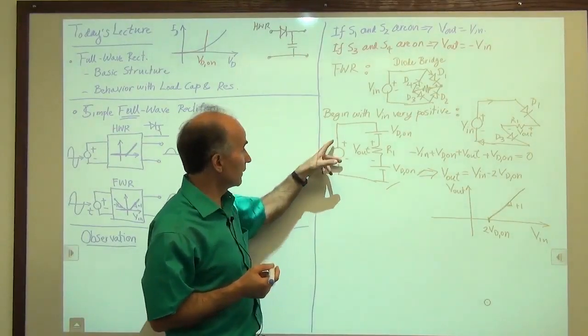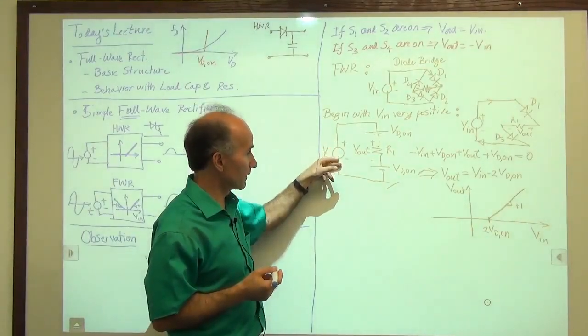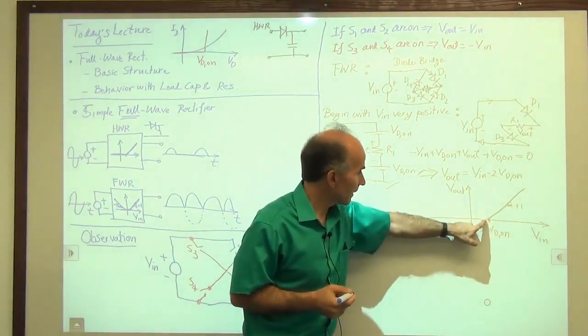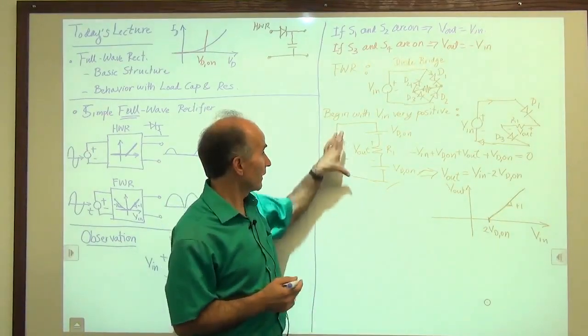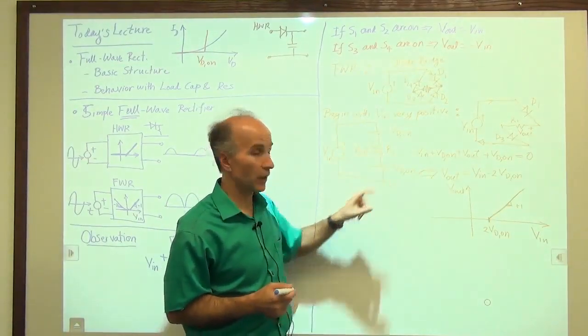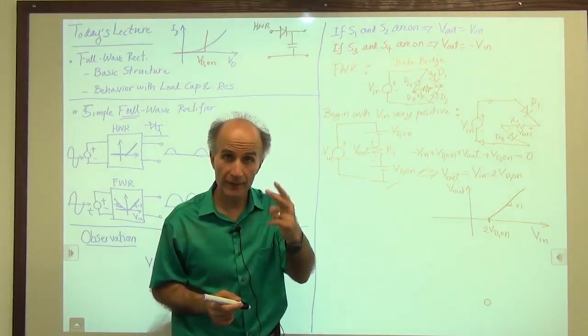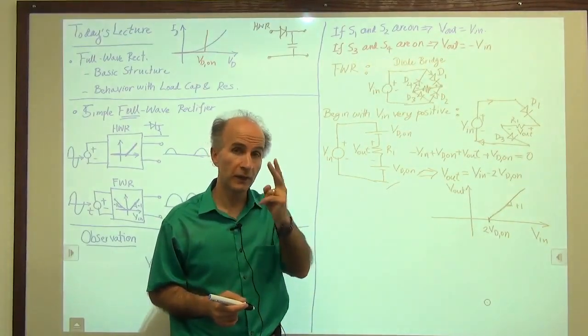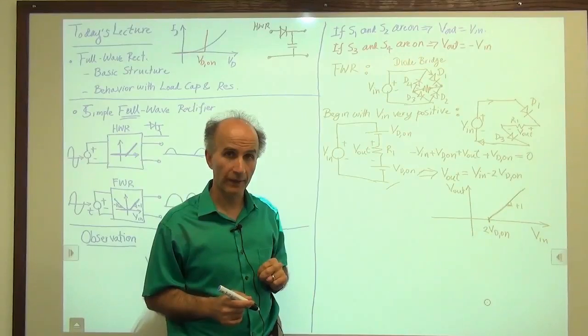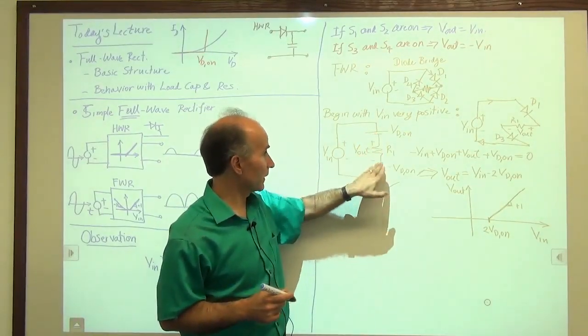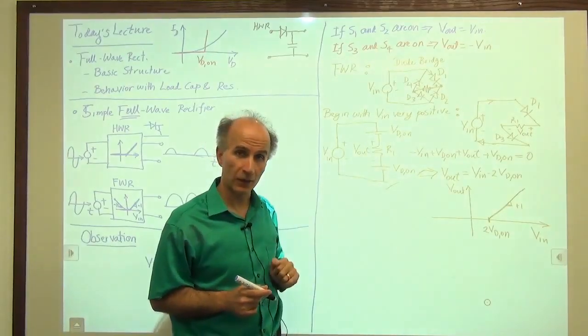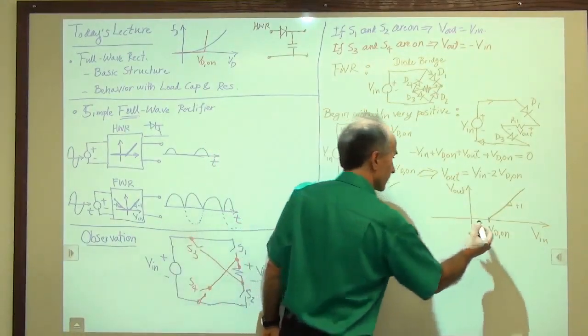Now what happens if the voltage at the input becomes even smaller? So if V in comes over here, what happens? Well, we don't have enough voltage here to keep the 2 diodes on. We have 2 diodes in series, so we need 2 VD on to keep both of them on. So the diodes turn off. There's no current here, there's no current here. V out is 0. So V out stays at 0.